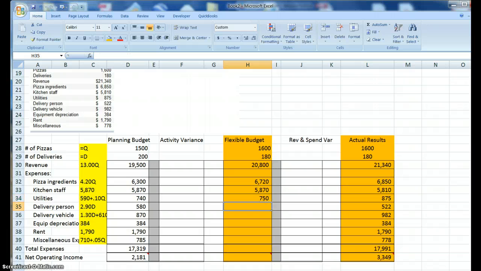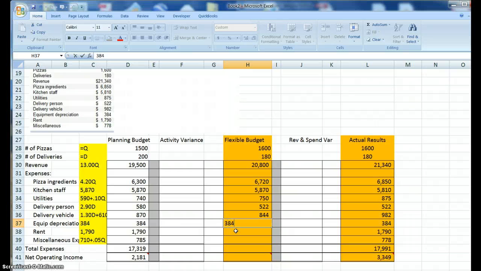Fixed cost. Now, we've changed the variable here. This is based on deliveries. Okay, so I want to take $2.90 in delivery cost per delivery and multiply it by 180 deliveries. And the delivery vehicle, same thing, $1.30 times 180 deliveries, and then to that add 610 of fixed cost. And I'm going to add that other parentheses, order of operations.